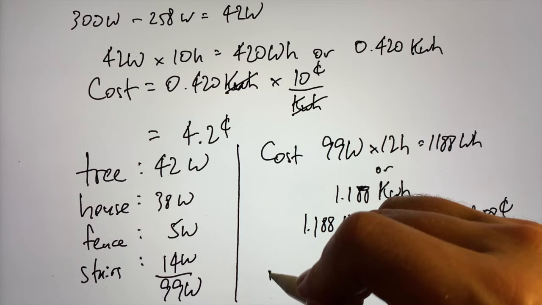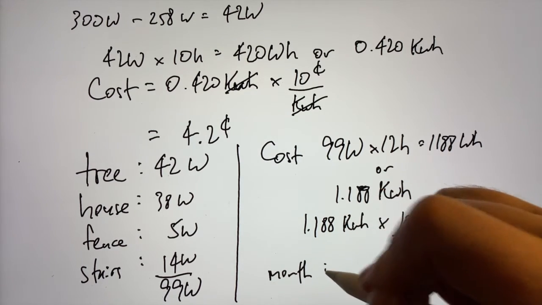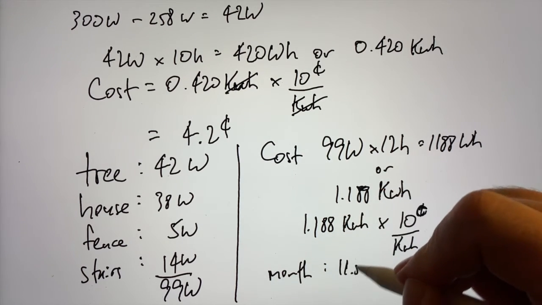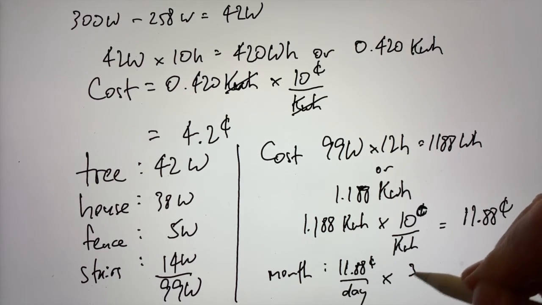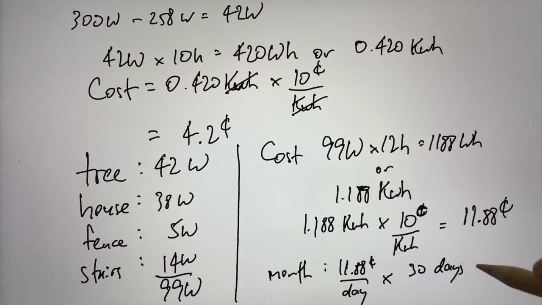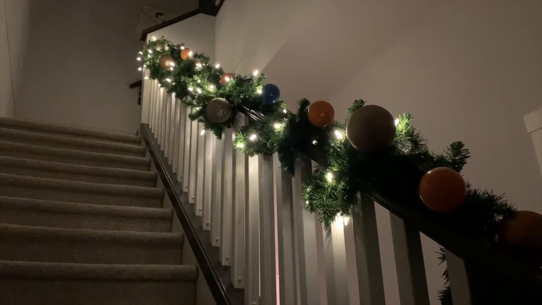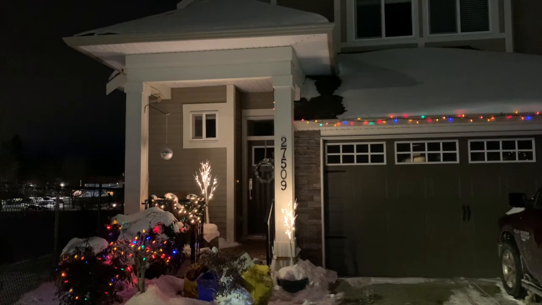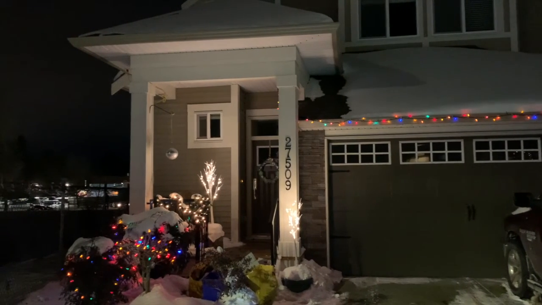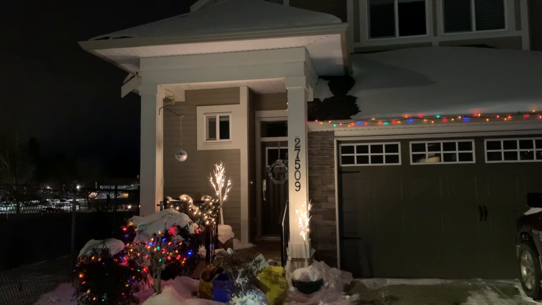For the entire month, I would simply then take my 11.88 cents per day and multiply by 30 days. And what I'd get is, my days, of course, would cancel out. That would work out to 356 cents, or $3.56, which is pretty good considering what I get in return is a house all decorated for Christmas with lots of pretty lights.